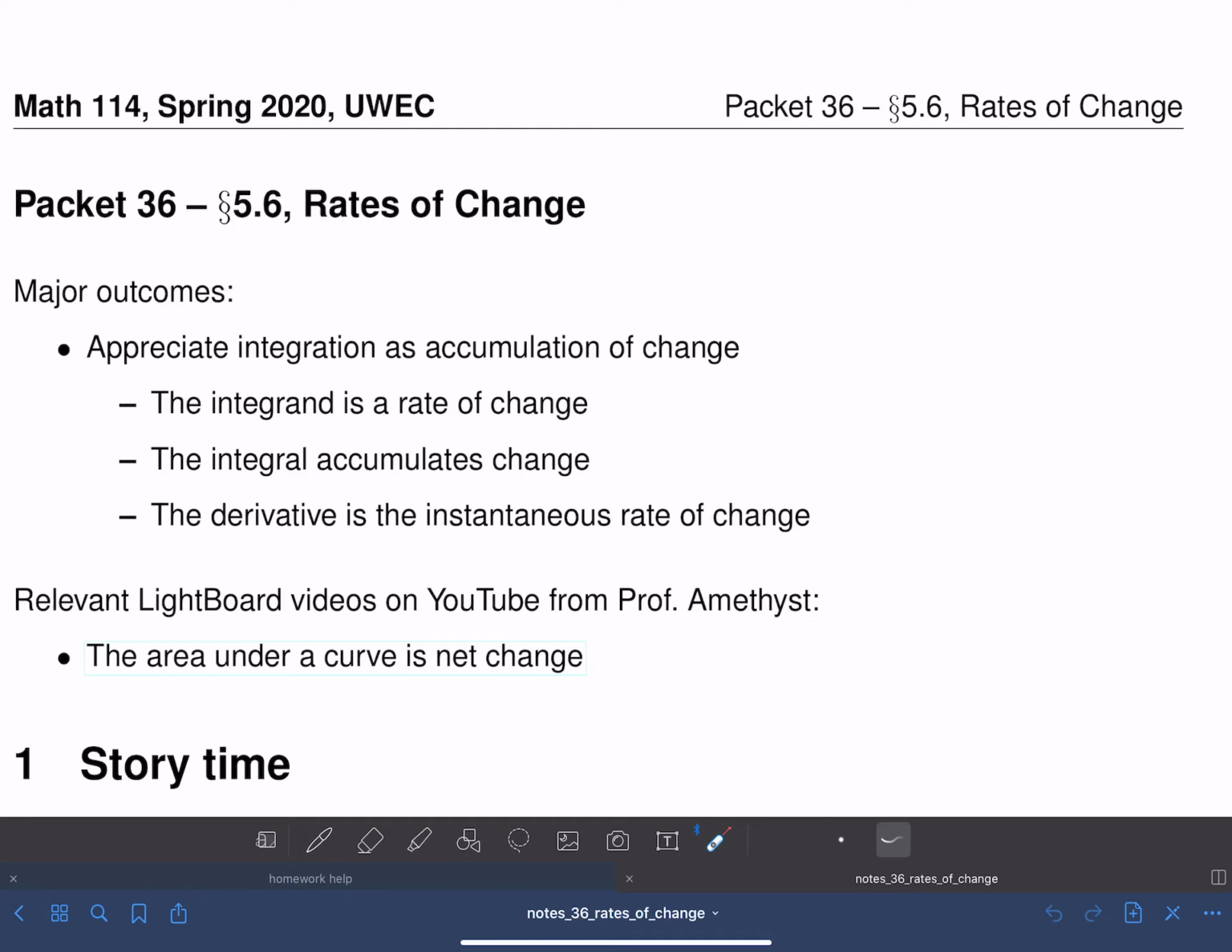This is harkening back to stuff that we talked about during our very first week of class together. And so I have a major goal for you in this section, which is that I want you to appreciate integration as an accumulation of change.